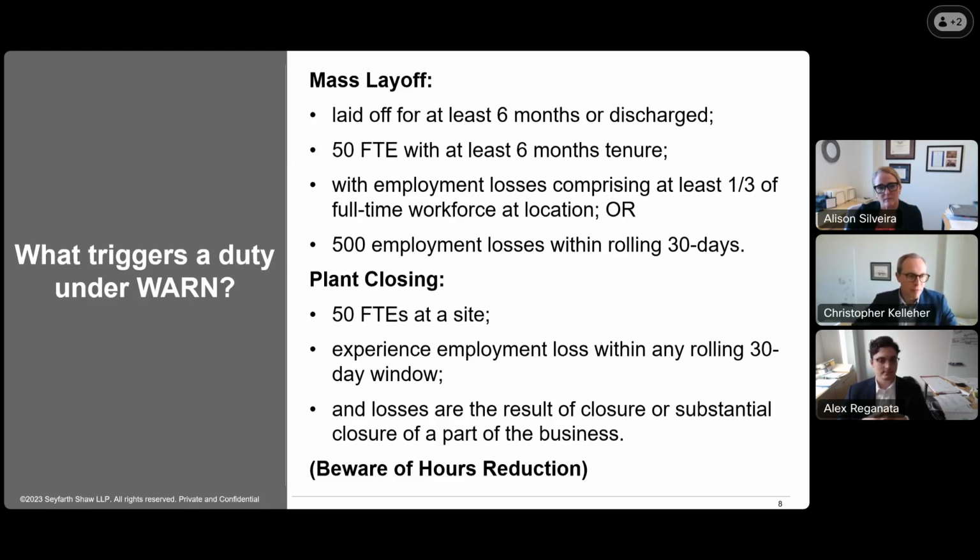So to recap the thresholds and give you a sense of when WARN is not triggered, because it's often not triggered: WARN is not triggered when the coverage thresholds that we've just described are not met.